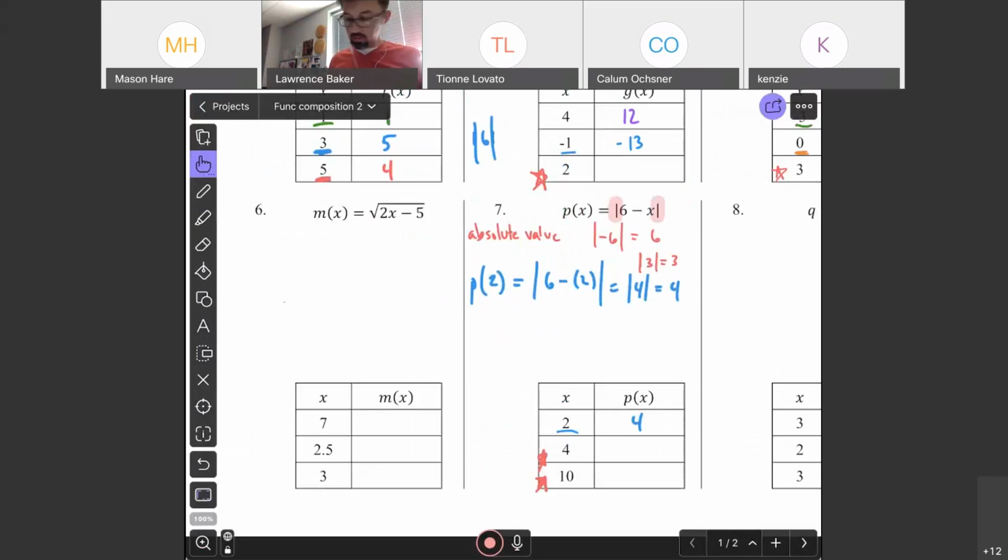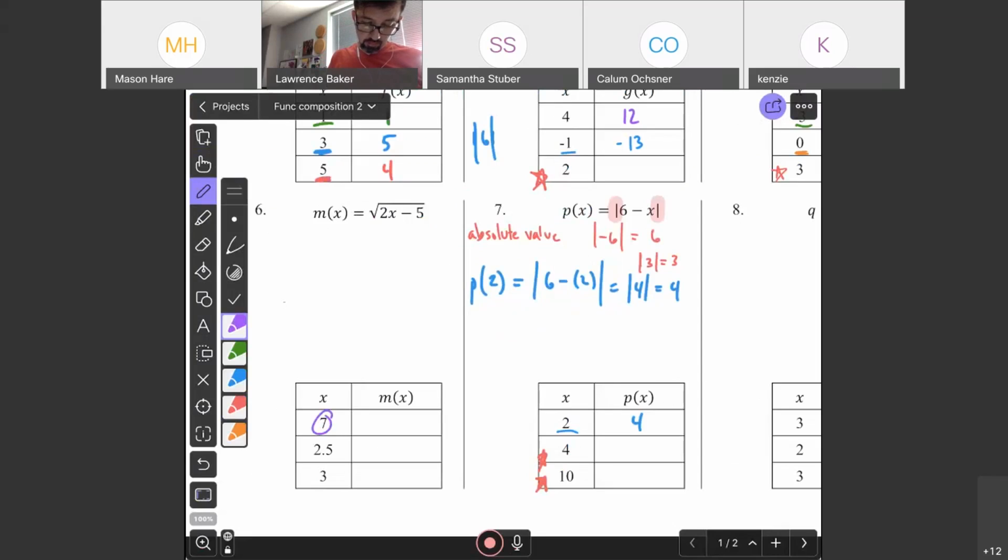Let's look at 6 real quick. Samantha, would you read 6 for me? M of x equals the square root of 2x minus 5. Okay. So if I wanted to find that first value, how would I do that? You're gonna put m of 7 equals the square root of 2 times 7 minus 5. Of course, 2 times 7 is 14, so I'd have the square root of 14 minus 5, which is the square root of 9.